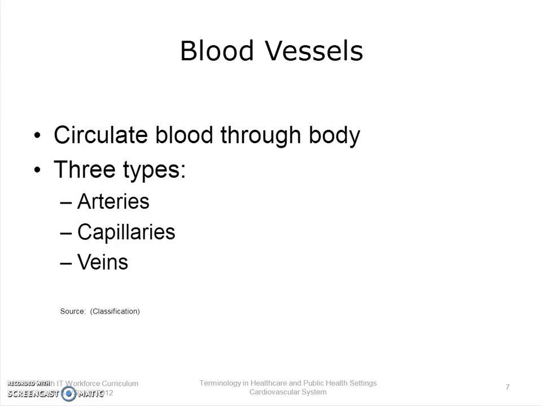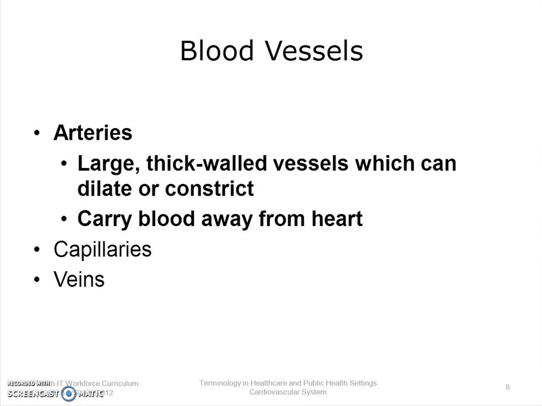You might want to think about blood vessels as the pipes that circulate blood through the body. Blood vessels are divided into 3 categories: arteries, capillaries, and veins. Arteries are large, thick-walled vessels which can dilate or constrict. Arteries carry blood away from the heart to the rest of the body or to the lungs. Most arteries carry bright red blood that contains a high level of oxygen.